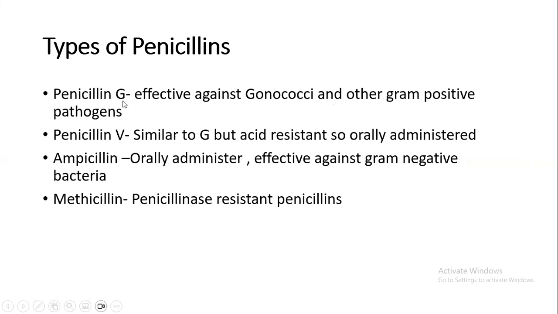Some of the types of penicillins include penicillin G, which is effective against gonococci and other gram-positive bacteria. Penicillin V is similar to penicillin G but is acid resistant and hence can be orally administered. Ampicillin also is orally administered and is effective against gram-negative bacteria, while methicillin is a penicillinase resistant penicillin.